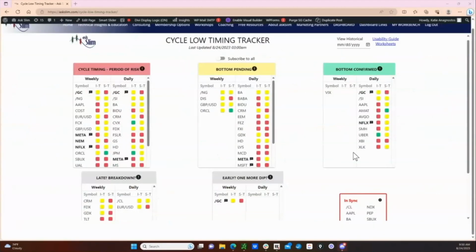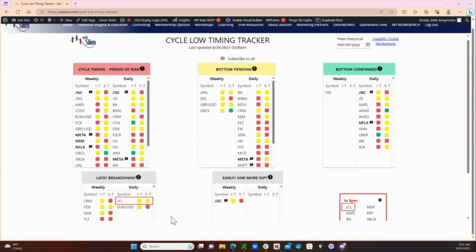So what I've just shown you on those two charts is highlighted on one of our askSlim tools called the Cycle Low Timing Tracker. Notice that /CL is located down here on the bottom right in the in sync box to show that the current daily cycle fits within that weekly cycle timing window. It's also shown over here in the late breakdown box for the daily time frame to show the possibility that the daily cycle is running late.